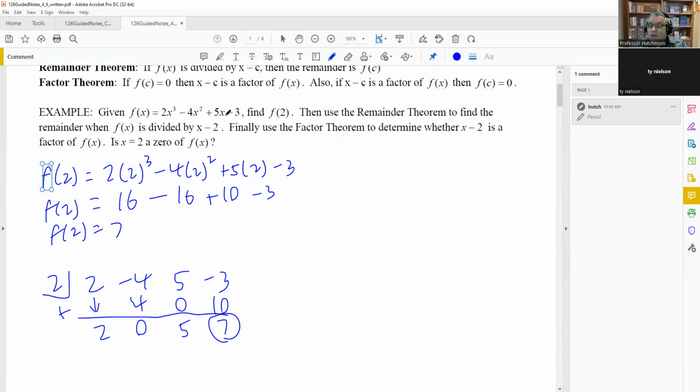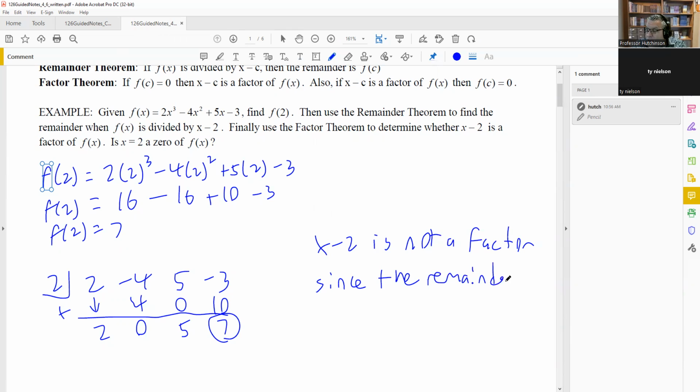Now it does say another question here. It says use the factor theorem to determine whether x minus 2 is a factor. Okay, so basically we're going to put x minus 2 is not a factor since the remainder was not 0. Okay, since the remainder was not 0. That's what the factor theorem says: it's only a factor if you get a 0 when you do the remainder.